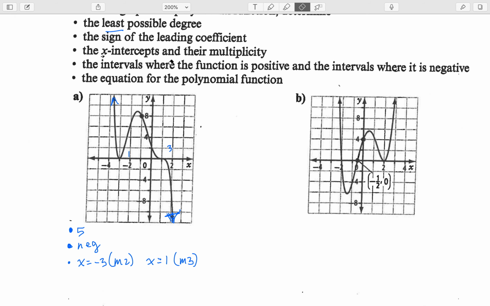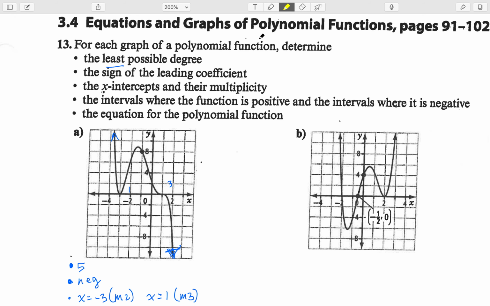Who's next? Intervals where it's positive, where it's negative. That's kind of unnecessary. We know where it's positive. Above. Then it's negative. So it's negative everywhere to the right of 1 and everywhere to the left of 1 except for this one point. That's not negative, it's actually equal to 0. So where is it positive and where is it negative? Who cares? It's not an important thing.